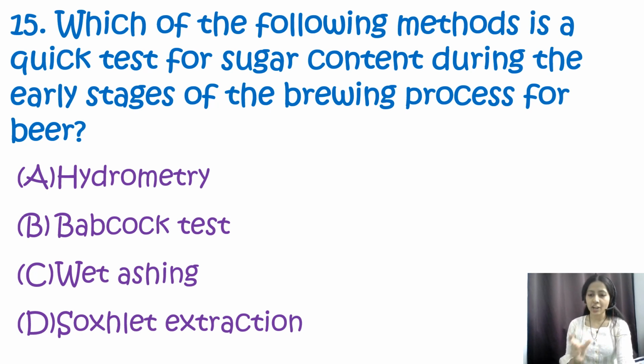So basically hydrometry involves the use of a device which is called hydrometer, and it is used to measure the specific gravity of a liquid, which gives the indication of the sugar content. So over here my option number A is correct, that is hydrometry.